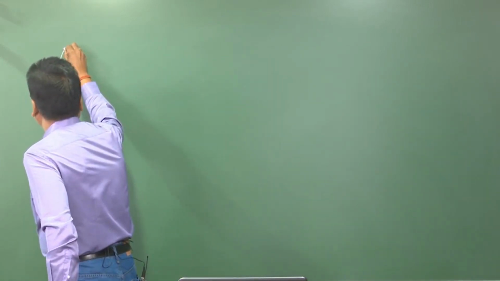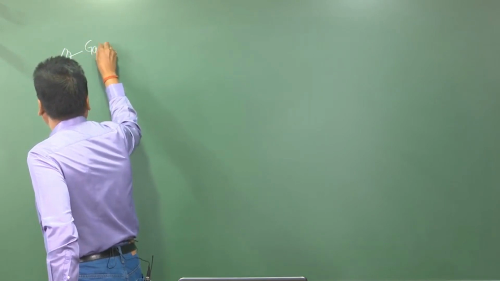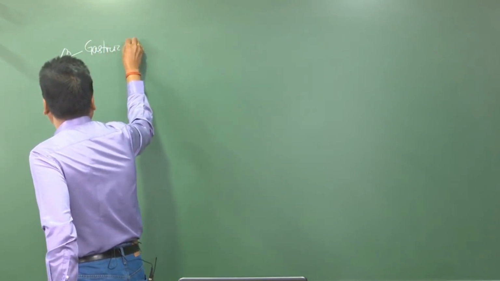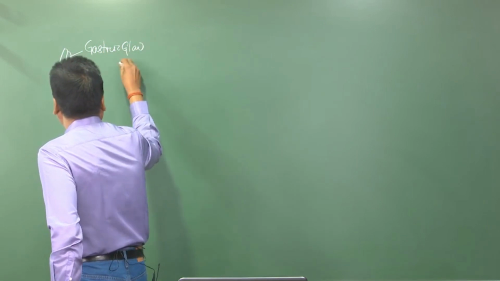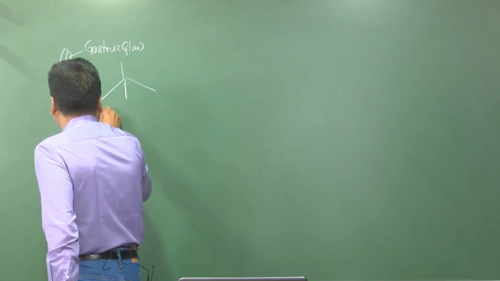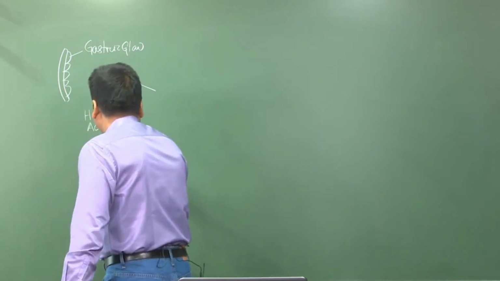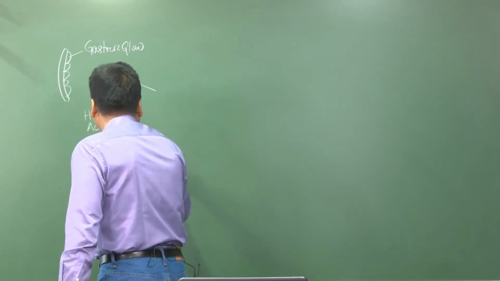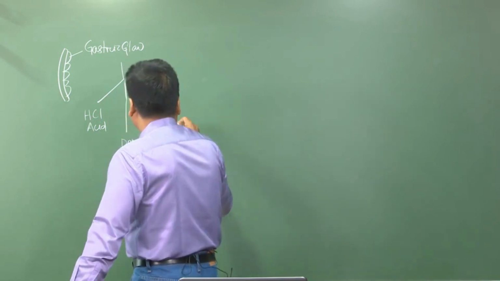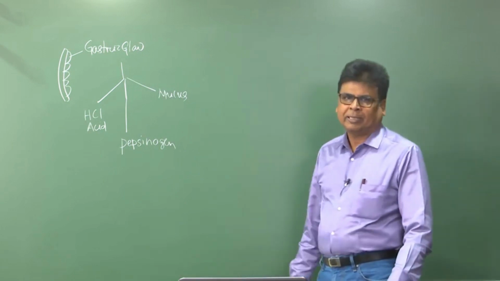I was telling in the last session, for example, this is the gastric wall and these are the cells of the gastric glands. Gastric glands and cells of the gastric gland actually secrete three types of fluids. Number one, the hydrochloric acid, number two, the proenzyme known as pepsinogen, and third, the mucus. So, these were the secretions of cells from the gastric gland.